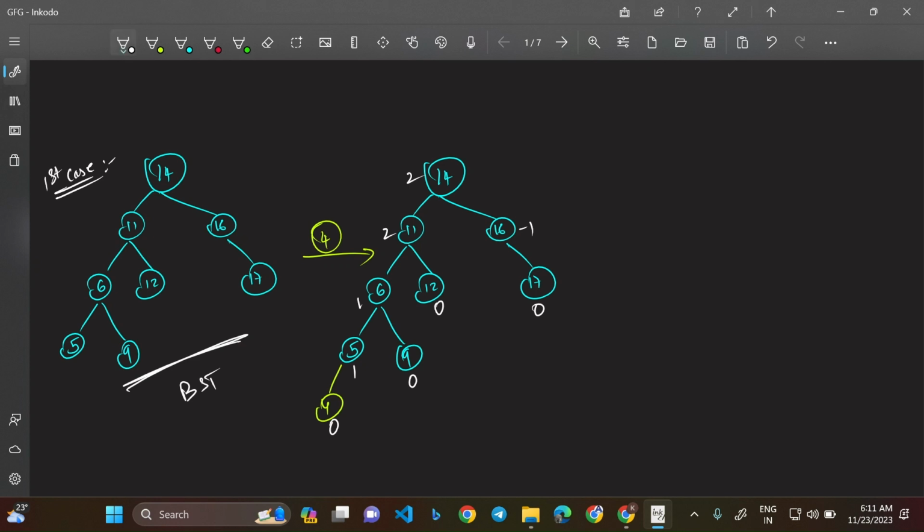Observe this carefully. Because we have added 4, the problem has been created, isn't it? Now if you carefully observe, 11 is indeed greater than 6, right? What if we have 11 to the right side of 6 itself, instead of having 11 here? Then in that case, we can actually reduce 11's balance factor, isn't it? 11's balance factor can be easily reduced if we put it to the right of 6.